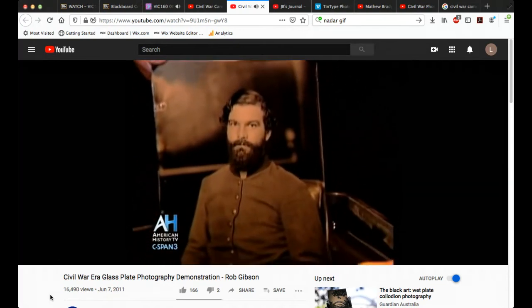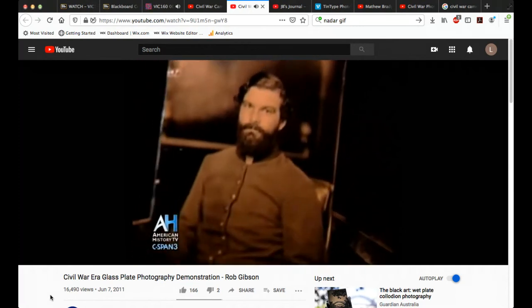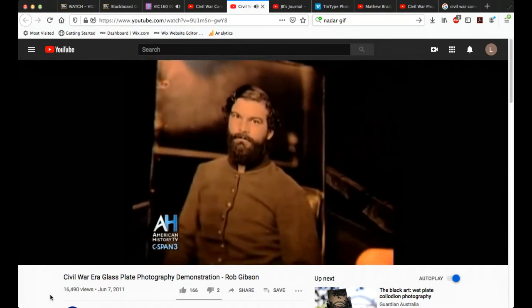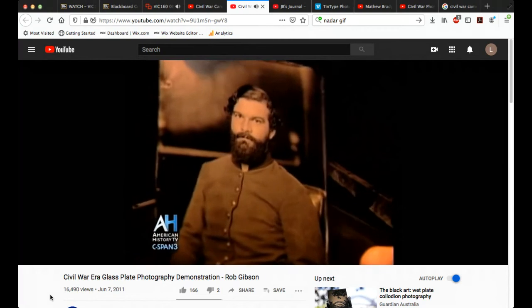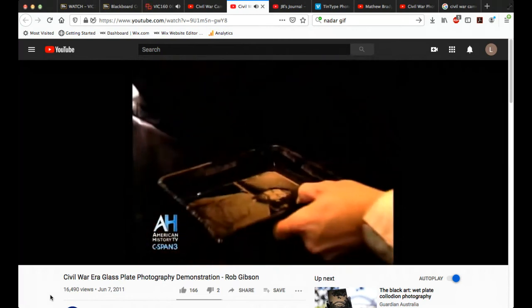From here it would have to be dried, varnished, and then dried again. And then this was something that the soldier could mail home to his folks or his loved one, or display on his wall proudly.